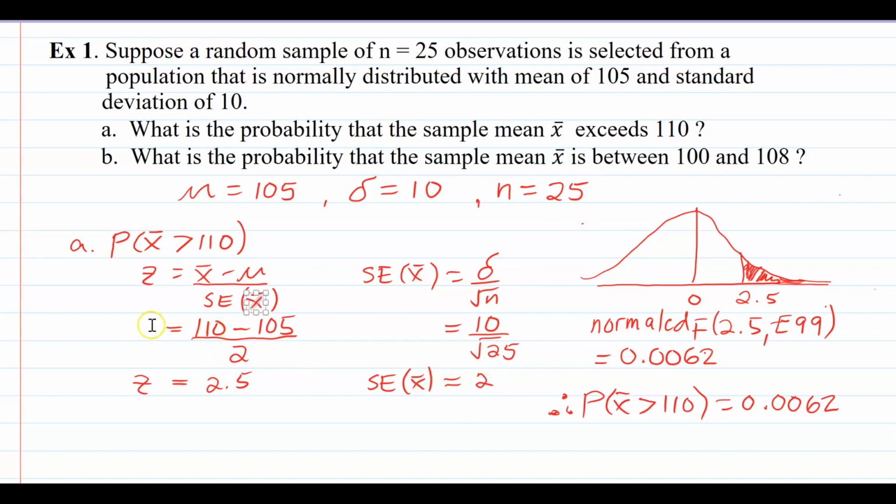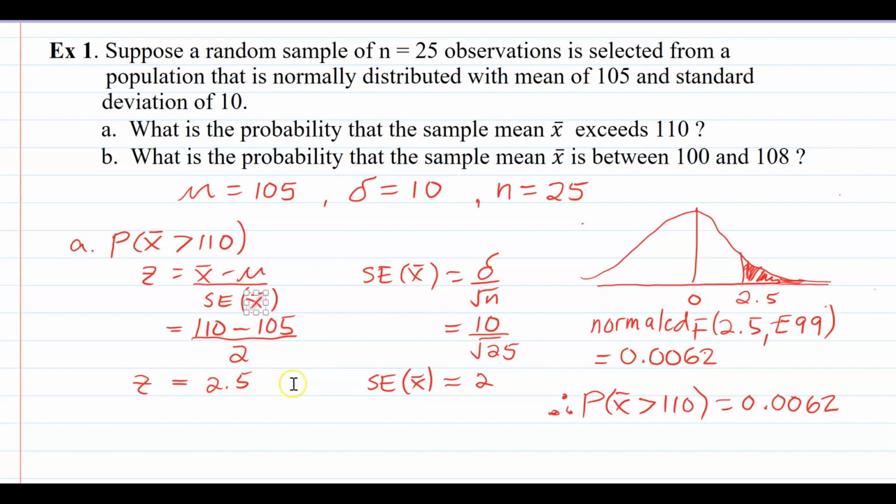Going back to the z formula, z is equal to x bar minus mu over the standard error of x bar. We replace x bar with 110, we replace mu with 105, and we replace the standard error of x bar with 2. So we have z equals 2.5.